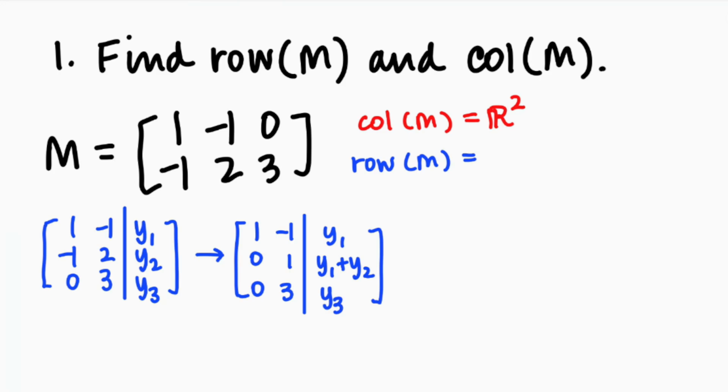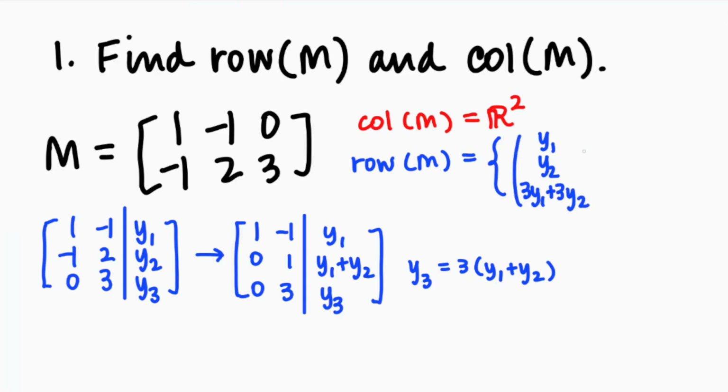Okay, so I know that I need y3 equals 3 times y1 plus y2. It's going to be the set of all, okay, y1 and y2 can be whatever they want, and y3 is 3y1 plus 3y2. That's what the row is going to look like. I'm not going to write it out as a row because then it would be hard to tell where the entry stopped. But I'm going to say y1 and y2 are real numbers.